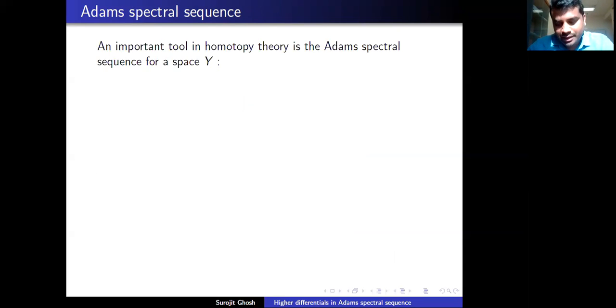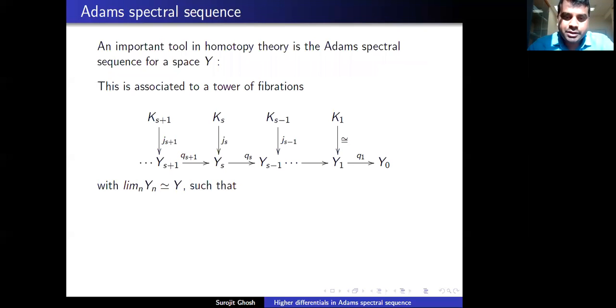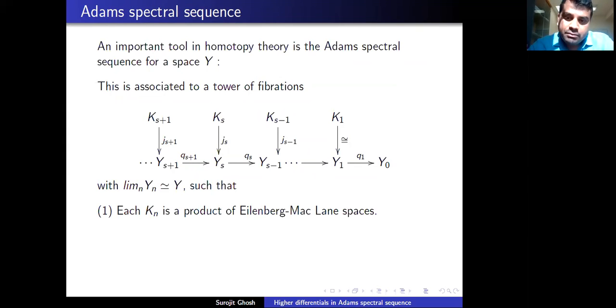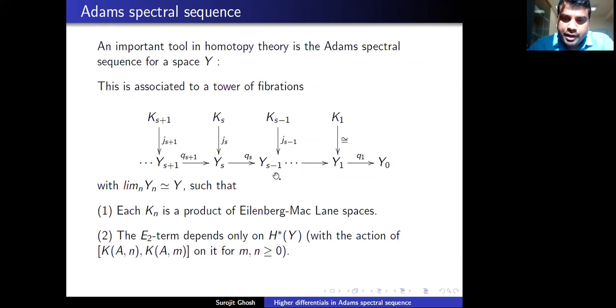And the Adams spectral sequence, we know, is a very useful tool in homotopy theory to compute the homotopy groups of Y. How is this sequence constructed? It requires a tower of fibration, and we associate a tower of fibration to each space using the cohomology information. Here K_s, the general fiber, is nothing but a product of Eilenberg-MacLane spaces, and if you want to compute the E2 page of this spectral sequence, this involves the information about the cohomology of our target space Y, and an action of the homotopy classes of maps between Eilenberg-MacLane spaces.